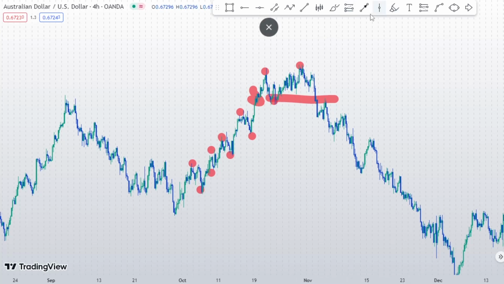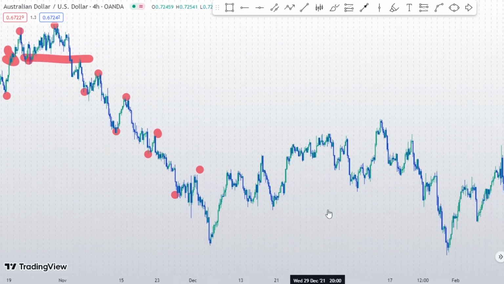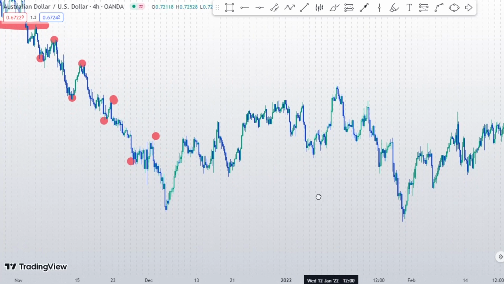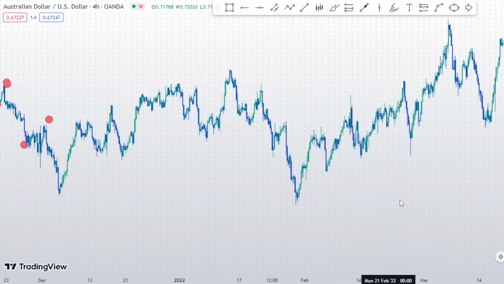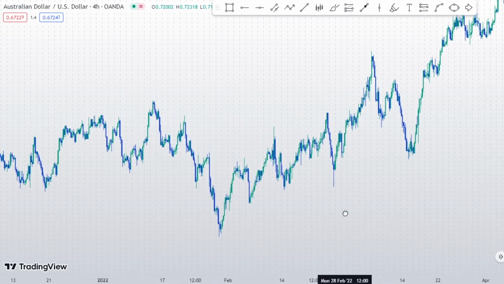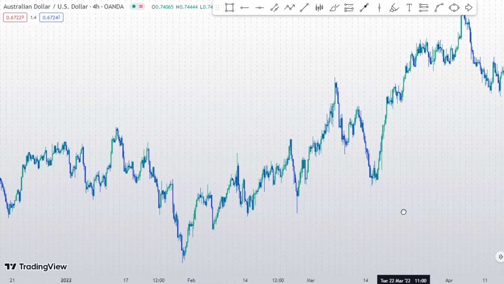And then the market after that started to create a series of lower lows and lower highs, lower lows, lower highs, and so on. So this is how the market changes trend. And here is another example of the market changing a trend.